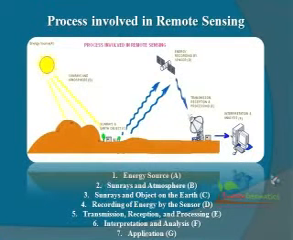Process involved in remote sensing: 1. Energy source. 2. Sun rays and atmosphere. 3. Sun rays and objects on the Earth. 4. Recording of energy by the sensor. 5. Transmission, reception, and processing. 6. Interpretation and analysis. 7. Application.